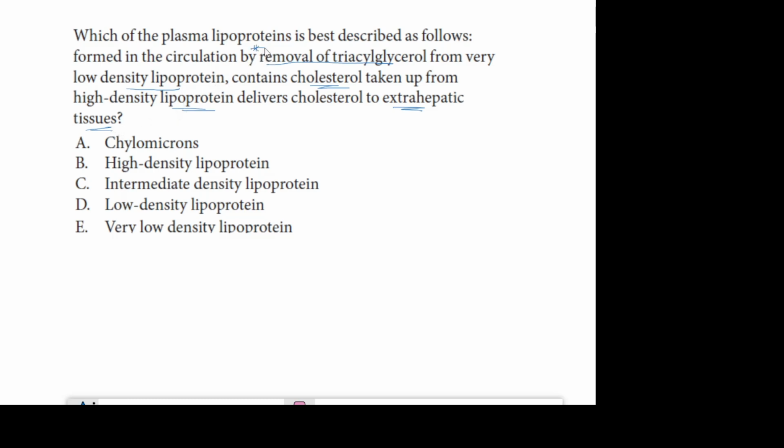1. It is formed when triacylglycerols are removed from VLDL. So synthesis is from VLDL. Then it takes up cholesterol from HDL and it delivers all the cholesterol to tissues. Which probable lipoprotein is that? Here the answer is LDL or low density lipoprotein, which is otherwise known as bad cholesterol.